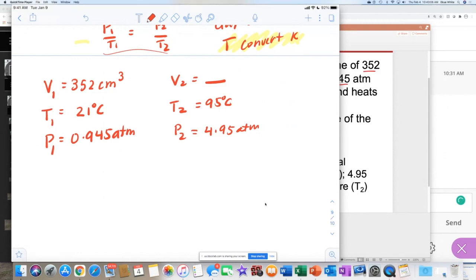So from that question, this is what I got. These three numbers went together, okay? That means that these go together. So you see how the units match, right? Even though I don't have V2 yet, I know it will have to be centimeters cubed because all the units have to match across.